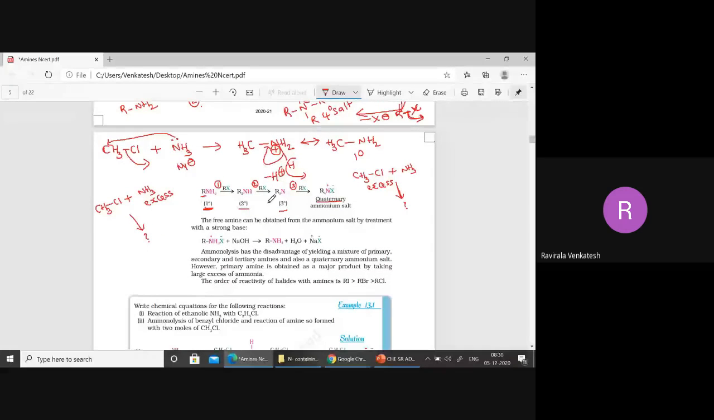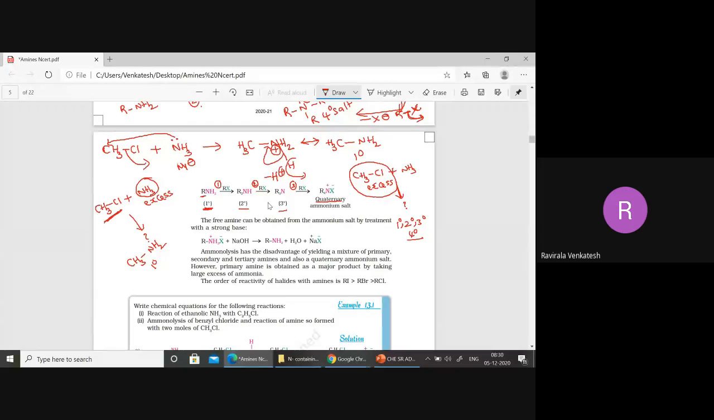So that is the reason. If I take excess of methyl chloride, what we get? Primary we get, secondary we get, tertiary we get, even quaternary salt we get. But here I am taking only 1 mole of alkyl halide. Even if you take excess of ammonia, there is no problem for us, because with only 1 alkyl halide, what are we going to get here? CH3NH2, only primary amine. There is no secondary amine, no tertiary, no quaternary.